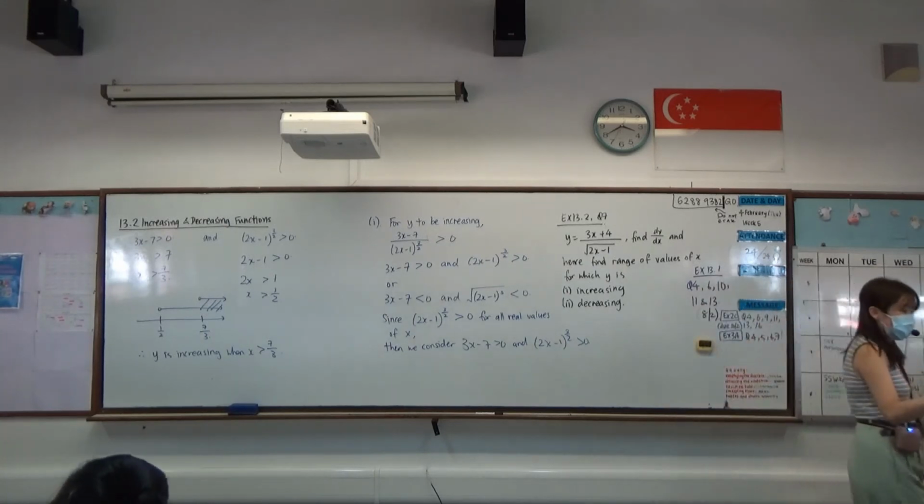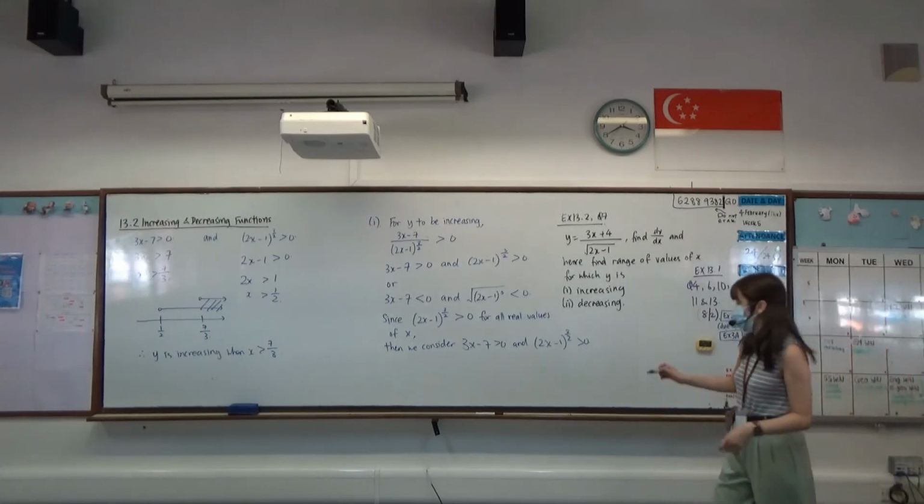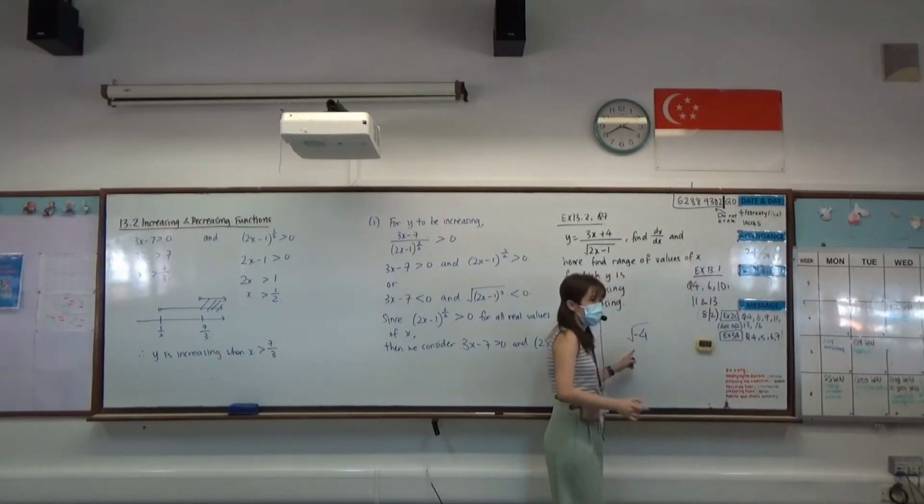The inside of the square root, when you square root a number, the inside cannot be negative. We cannot square root negative 4, for now.